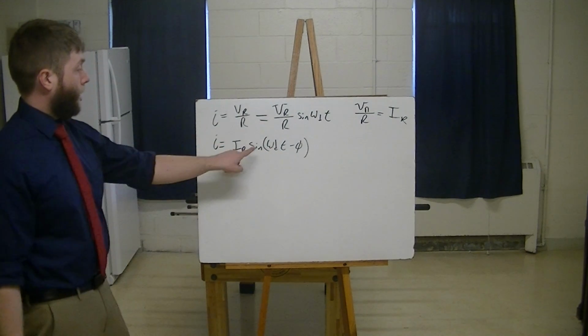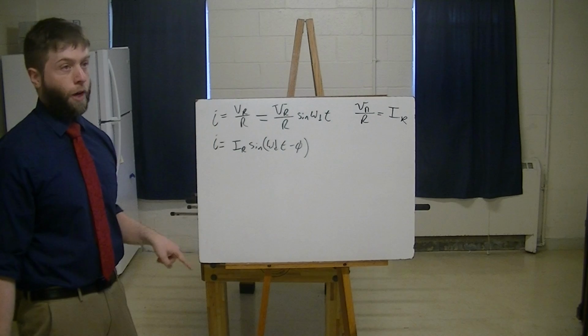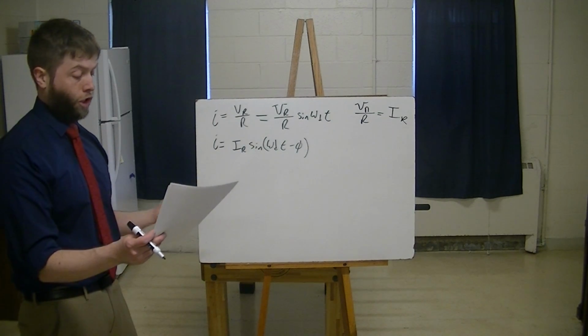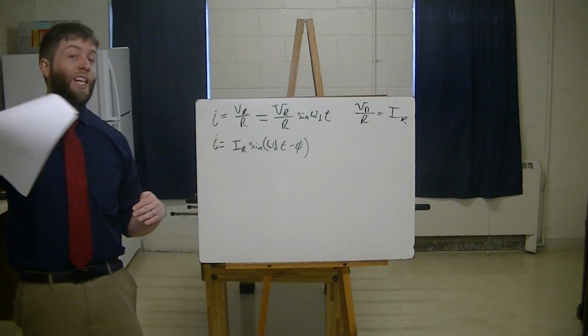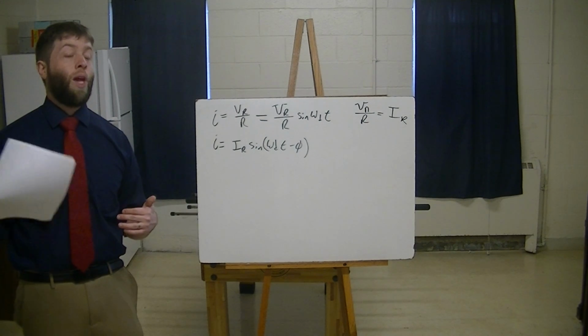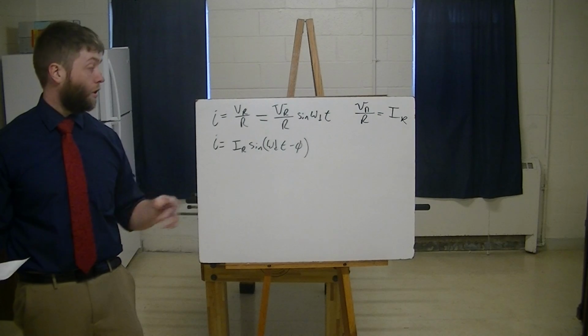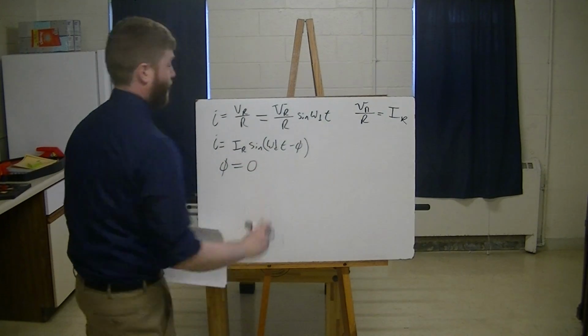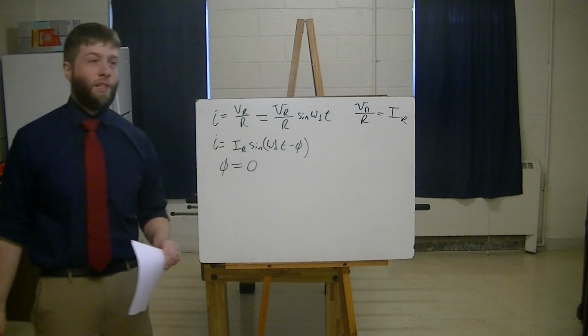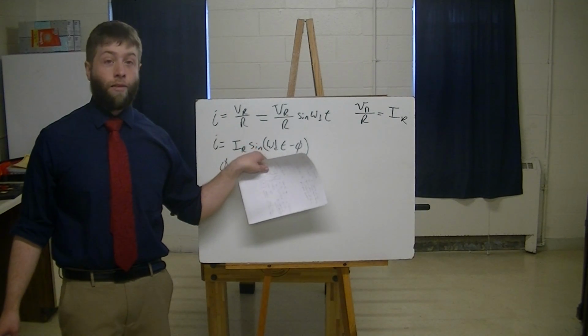Now notice that they both have the sine function. Okay, the voltage has the sine function and the current has the sine function. So what that means is that we have a maximum amount of voltage at the same time we have a maximum amount of current. So the phase angle here is actually going to be 0. The phase constant is 0 because I'm using the sine function here.